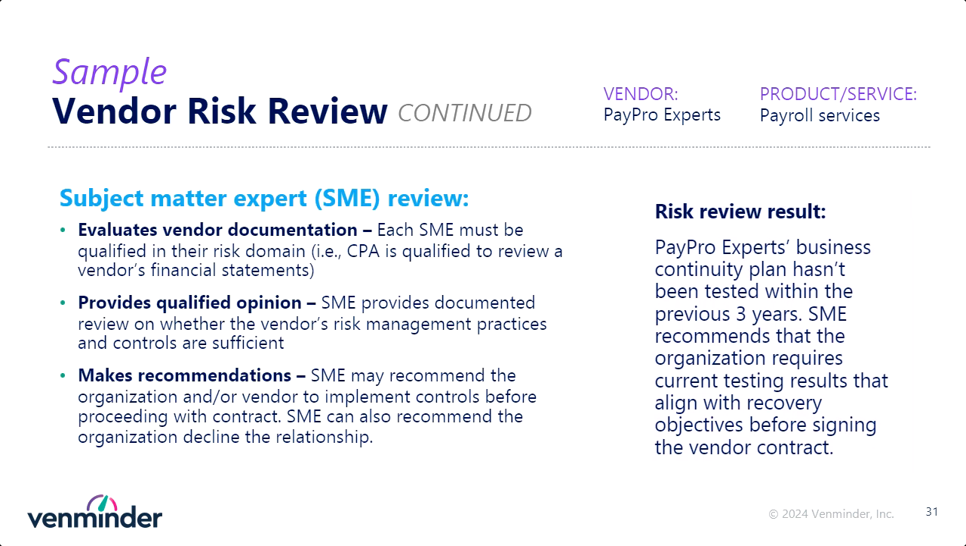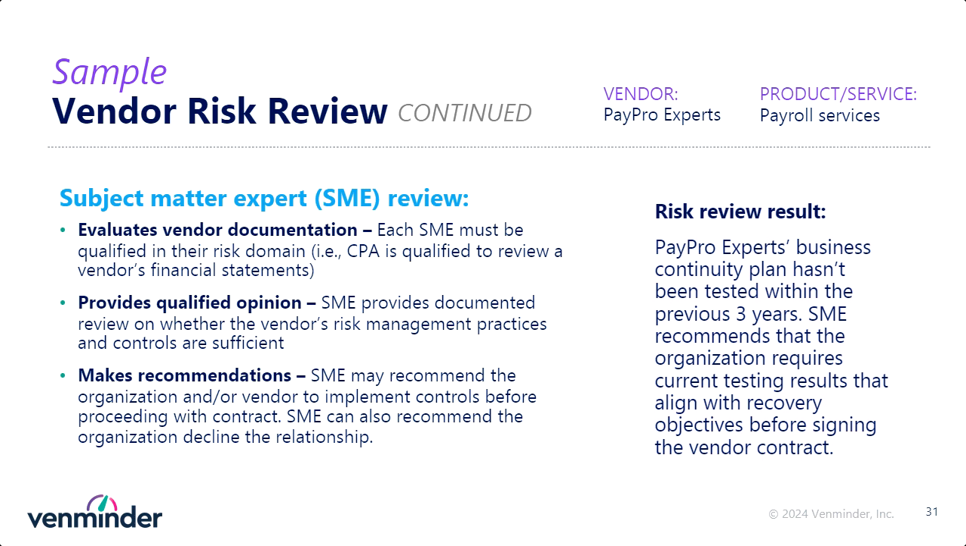The final part of a vendor risk review is obtaining a review from a subject matter expert. These experts can either be internal or external to your organization, but what's most important is that they're qualified in their risk domain. So when you're reviewing all these different types of documents, this step will usually involve multiple experts. The expert's first task is to evaluate that vendor documentation. So someone who's an expert in financials, like a CPA, would review the vendor's financial statements, while someone who's an expert in information security would review the vendor's cybersecurity documents.